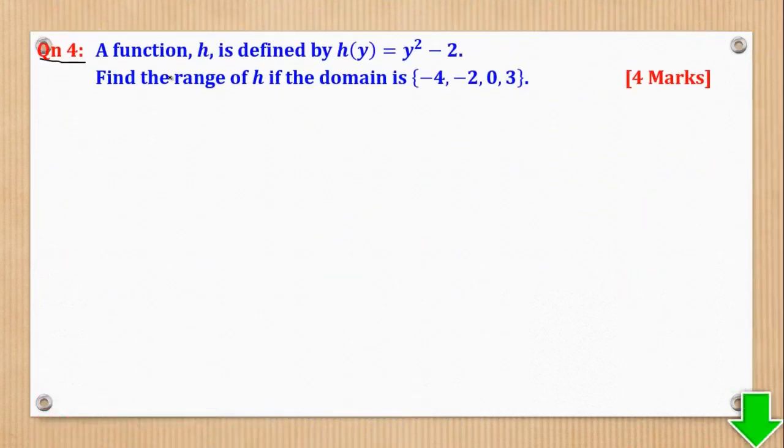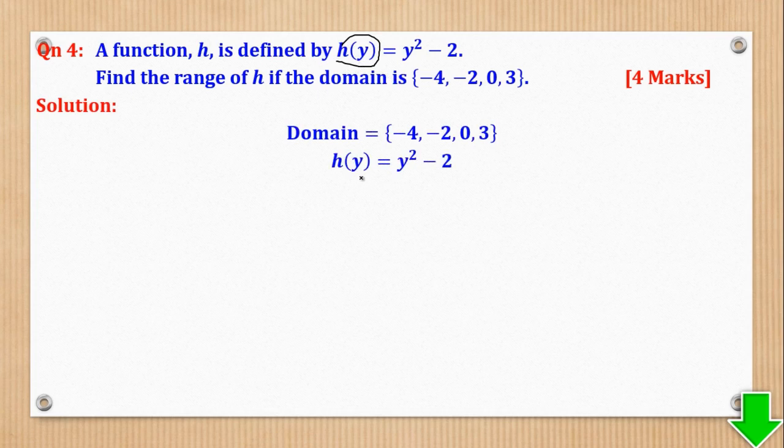Then question 4 is about functions, and says a function h is defined by h(y) equal to y squared minus 2. Find the range of h if the domain is {-4, -2, 0, 3}. So the domain are the values of y. So the range are the values of this h(y). So I'll come and say that when y is -4, what is h(y)? H(-4). So h(-4) becomes, where there is y, you put -4.